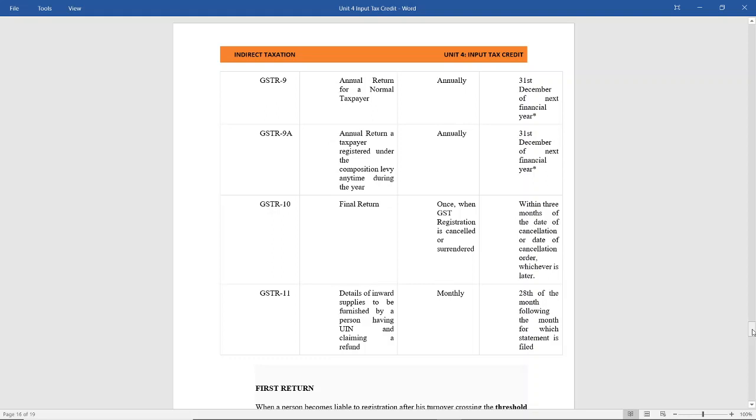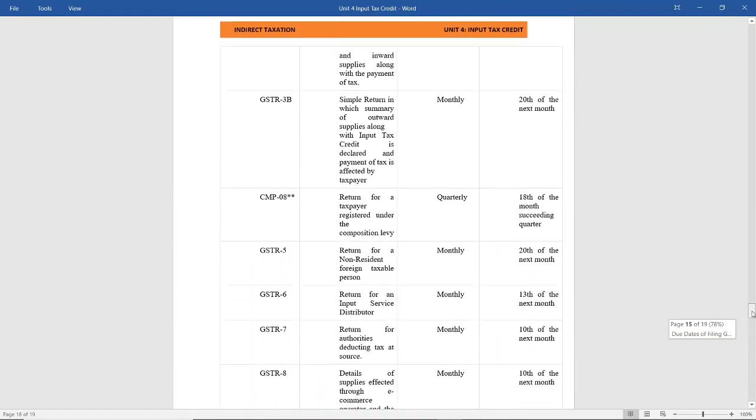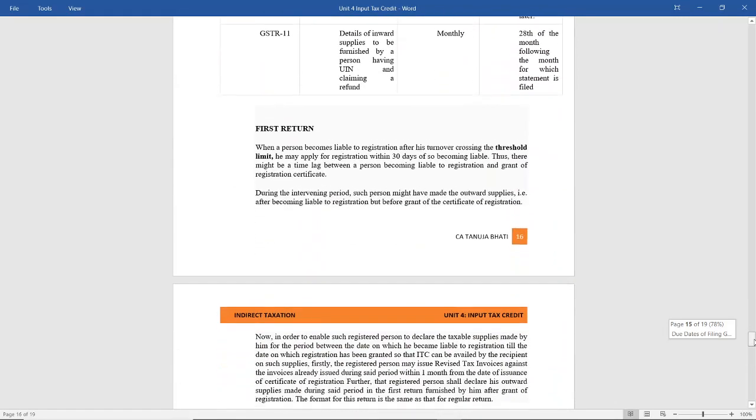So there are n number of returns, and for a normal taxpayer only 3 returns will be applicable. One is GSTR 1 showing his output, GSTR 3B showing his payment, and GSTR 9 showing his annual return. Then, depending on the specified category of persons you fall in, you need to file the different returns.